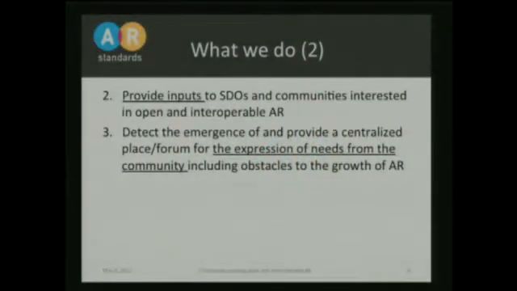And then we also try to, in the second day, come up with ideas and make suggestions of new areas. We try to give this grassroots-driven environment to suggest new places where people can, so that's it. That's the next slide. Provide inputs to the SDOs and find and detect the emergence of new problems or new needs that developers or the providers of hardware and software might need to have solved through a standards approach.